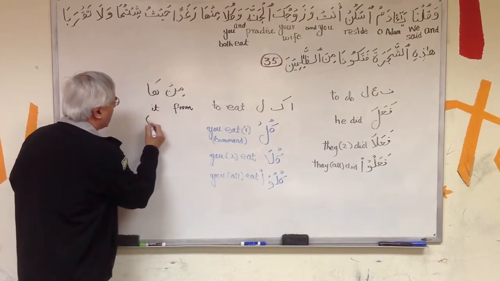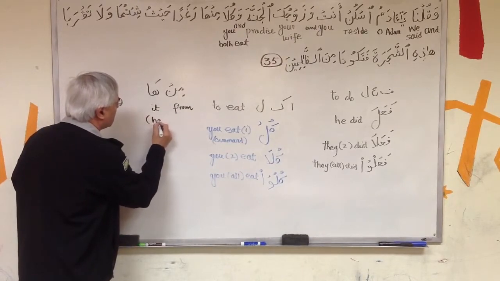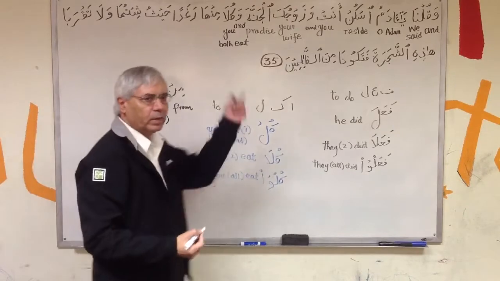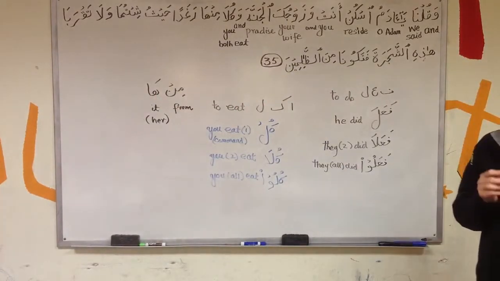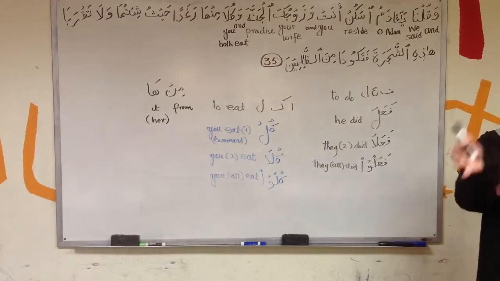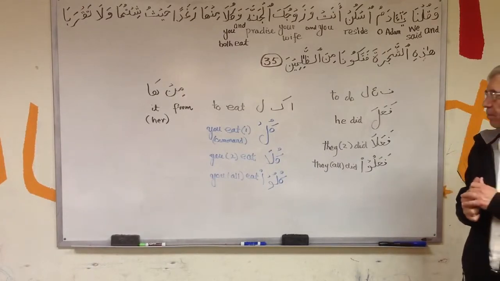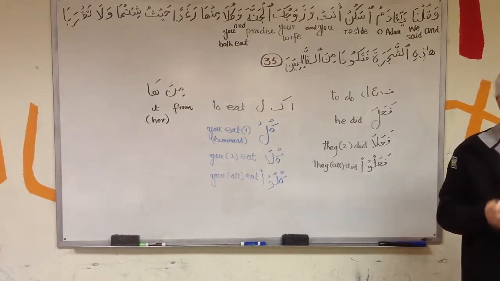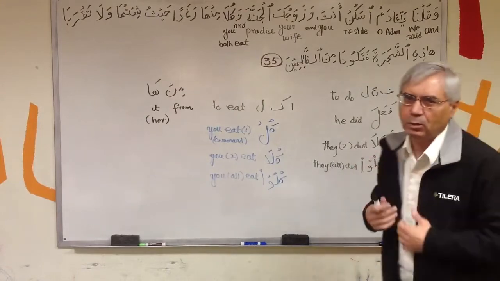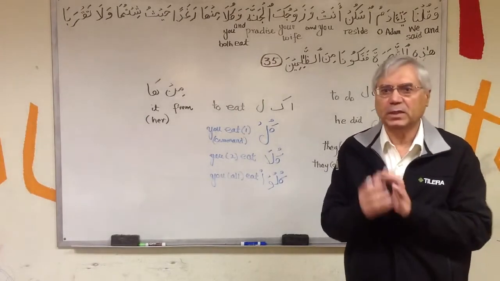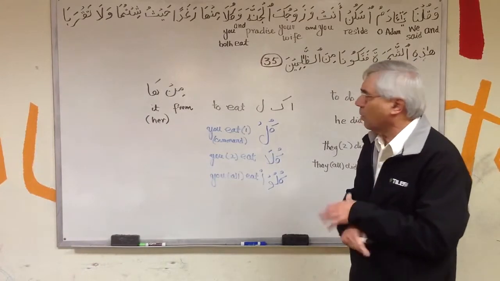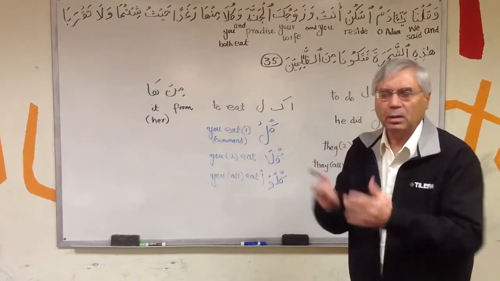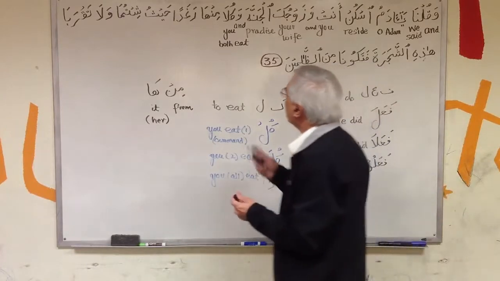Okay. And ha means her, but this is pointing to paradise. Ha is pointing to paradise. You both eat from the paradise, from the Jannah. Okay? Or whatever is in the Jannah, from that you eat. Okay? Whatever is in the garden. Jannat means garden. Okay? So whatever is in the paradise, eat.